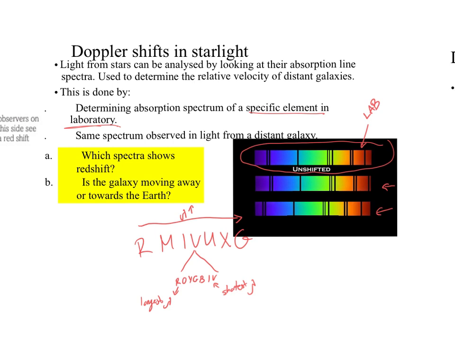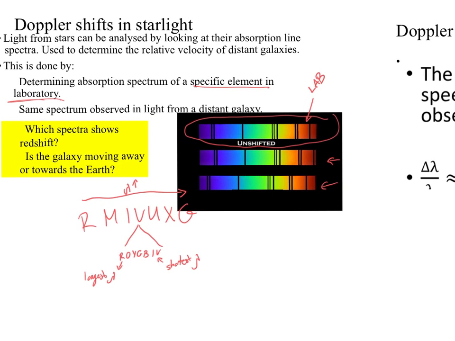Now, which one shows redshift and which one is moving away or towards us? Well, if we look at it, this line here actually shifted towards the red end of the spectrum, and you can see that every single line shifted by the same exact amount. So that means that this is a redshift. Since red has a longer wavelength, if it moved towards the red, then it's redshifted. So the wavelength increased.